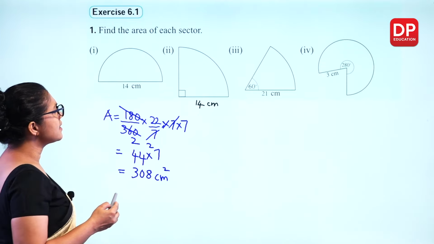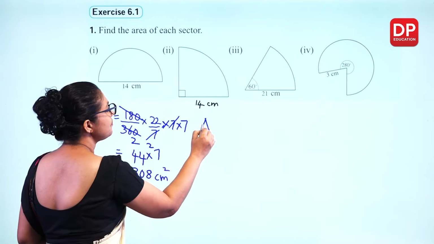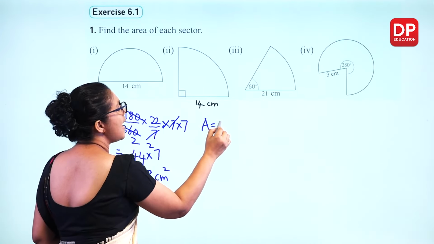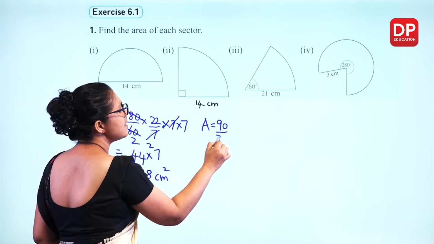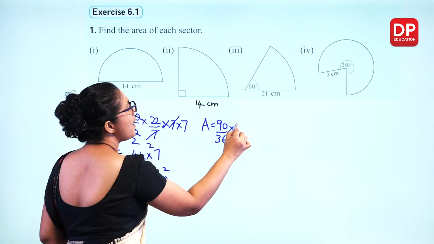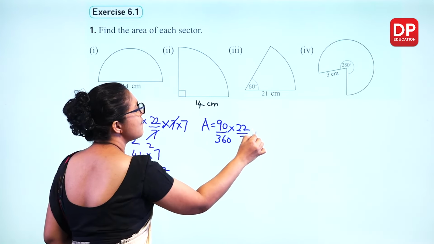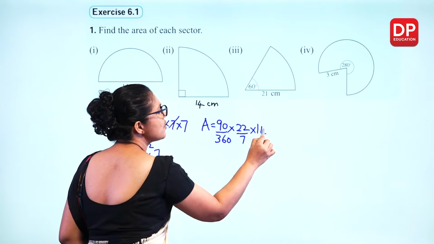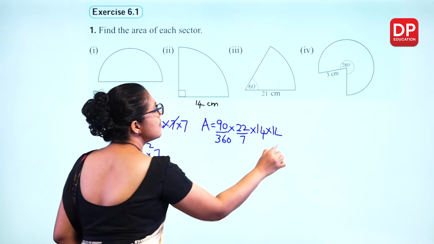In the second part, what's the area? You can use the area formula. The angle is now 90. 90 over 360 into pi. Pi is 22 over 7 into r squared. r is here 14. 14 times 14.